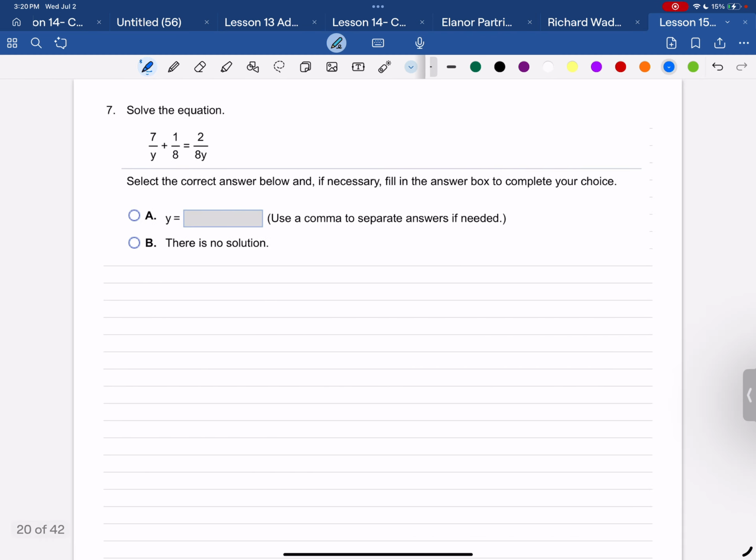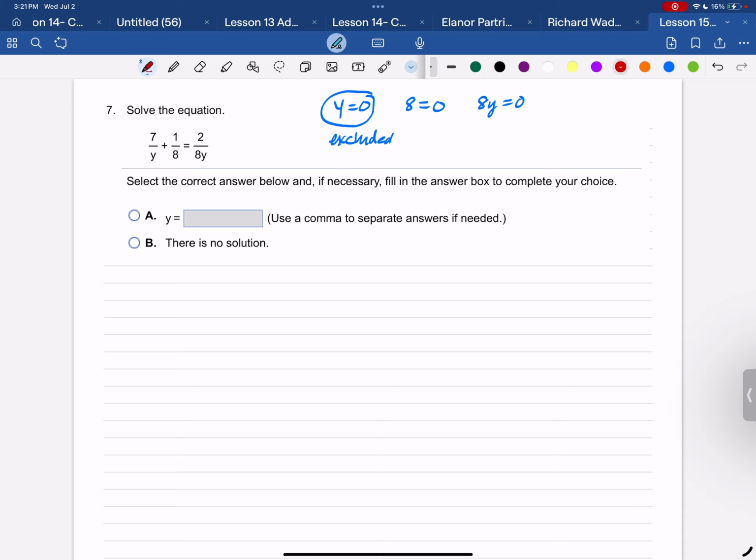Example 7. Solve the equation 7 over y plus 1 over 8 equals 2 over 8y. So we've got these denominators. y is 0, 8 is 0, 8y is 0. So there's one value that needs to be excluded.